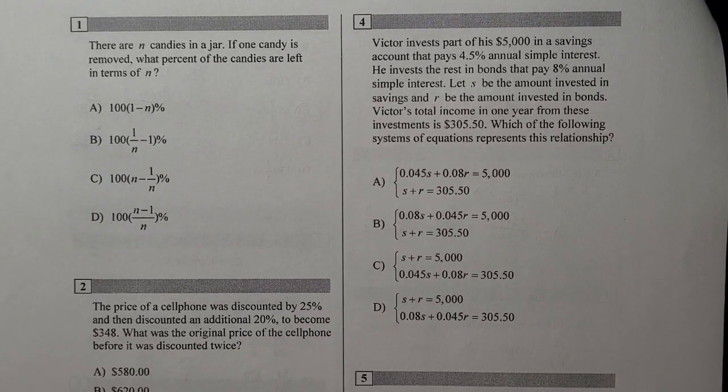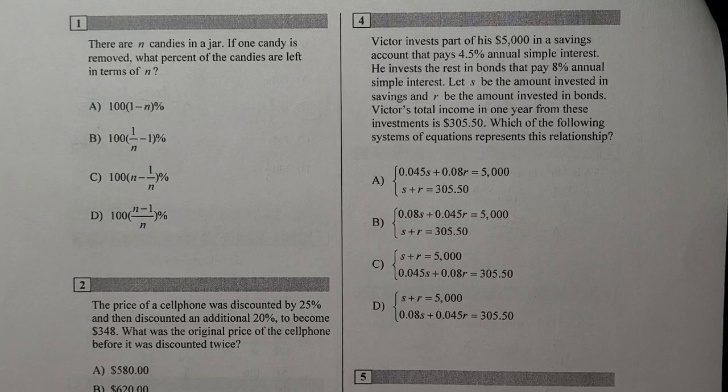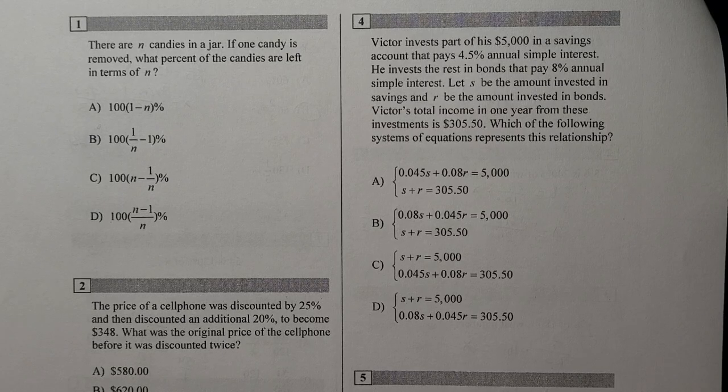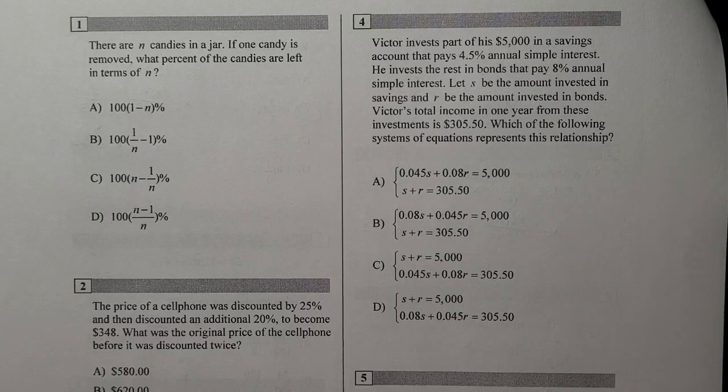Number 1. There are n candies in a jar. If one candy is removed, what percent of the candies are left in terms of n? So, which choice is it? Take 30 seconds. Pause the video and take 30 seconds to solve this.